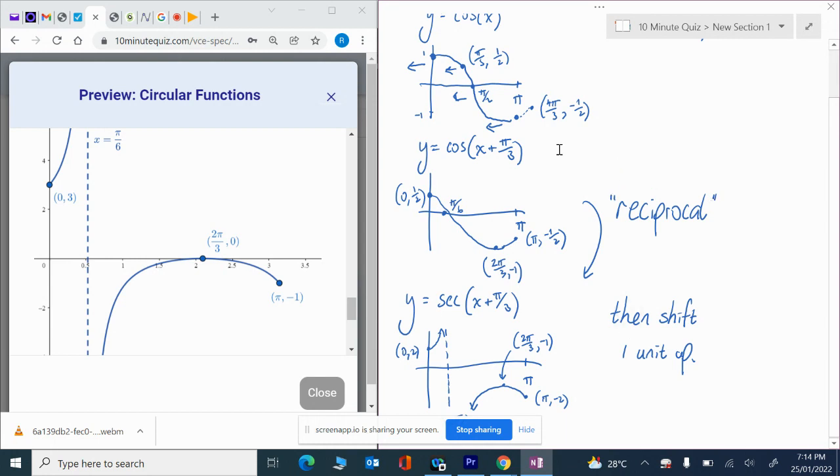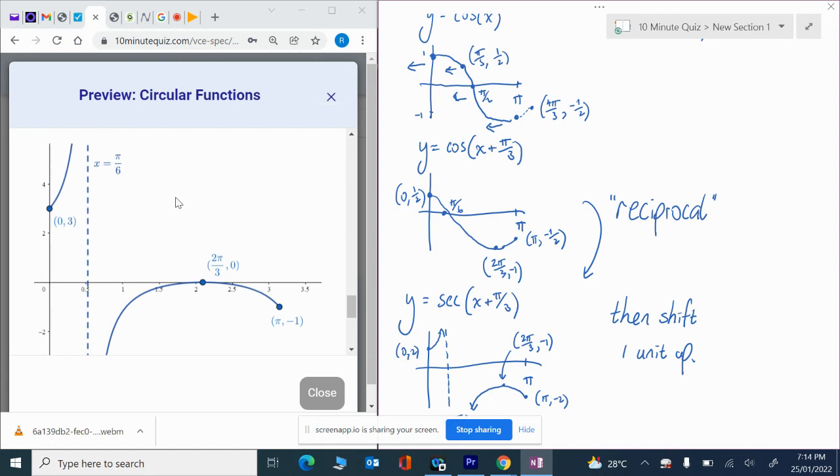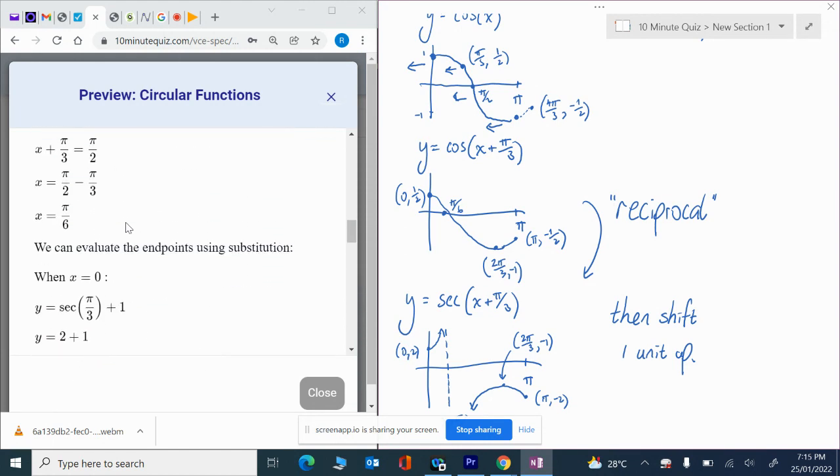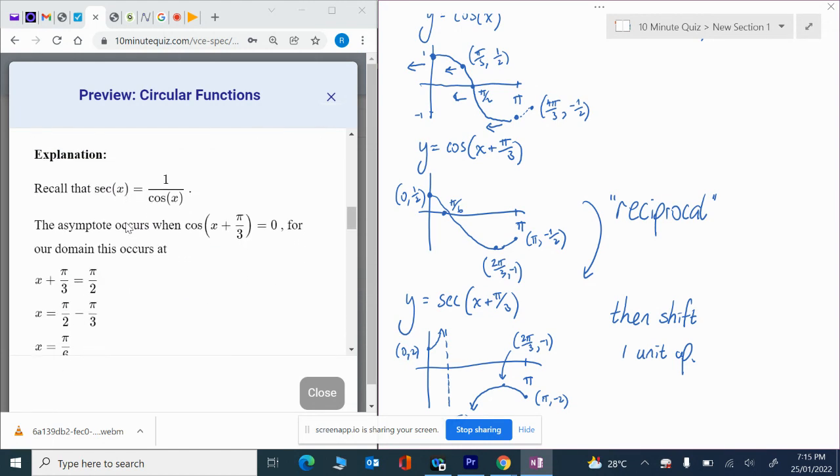The other way to do it, which is what I've got here in the written solutions, is to just deal with the sec function directly and use substitution to get an endpoint. So sub in x equals 0 into the function to calculate the y value, sub in x equals π. To get the x-intercept, solve for when y is 0 to solve for x, and for the asymptote, solve for when the cosine function is equal to 0. So I've written that method out here.